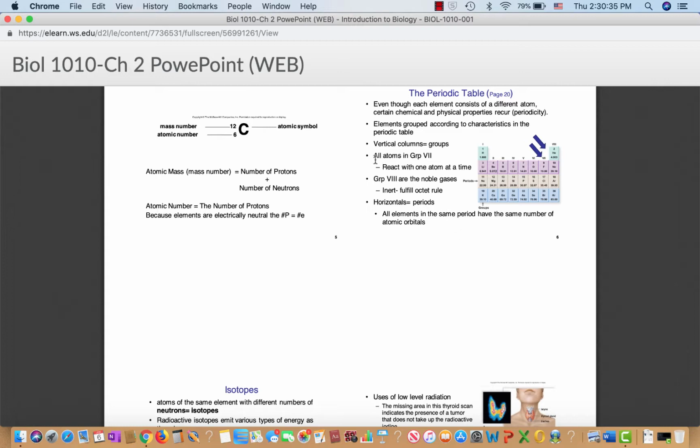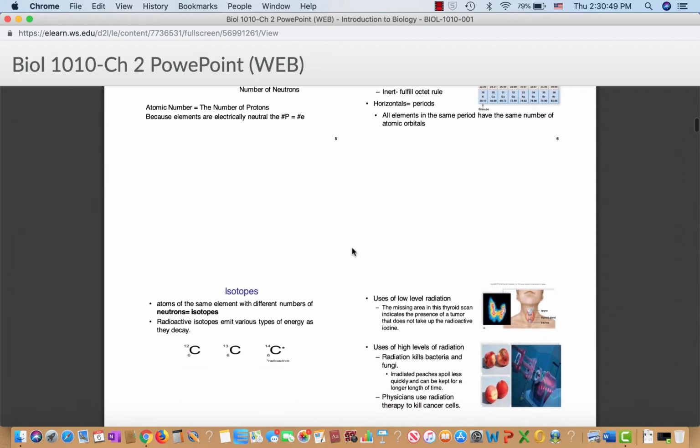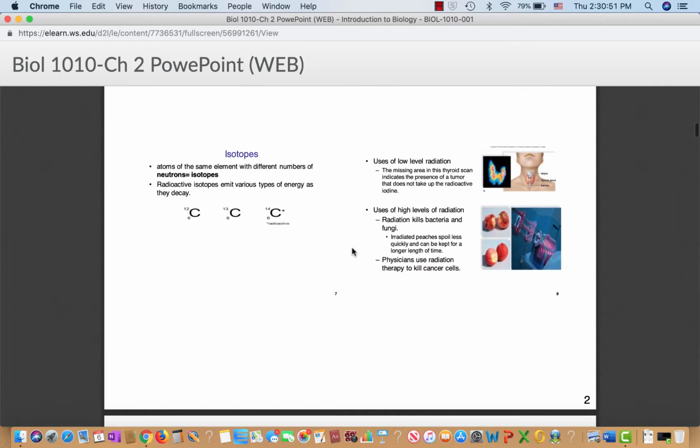And another nice thing that may or may not be a question is that row 7 here can only interact with one atom at a time, and that's because they have 7 electrons in their outer orbital, so they can only form one bond at a given time.